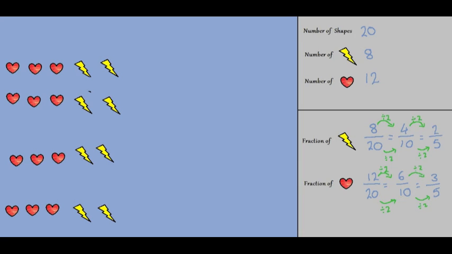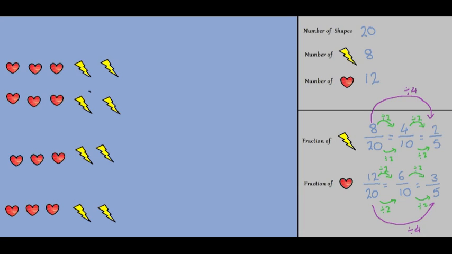But I also could have done it in one jump. Notice that in our final result we have 1, 2, 3, 4 groups in total. And just notice what happens when I do 8 divided by 4, 4 for 4 groups. 8 divided by 4 is 2, and 20 divided by 4 would have given me 5. Same thing here, 12 divided by 4 would have given me my answer of 3, and 20 divided by 4 would have also given me 5.